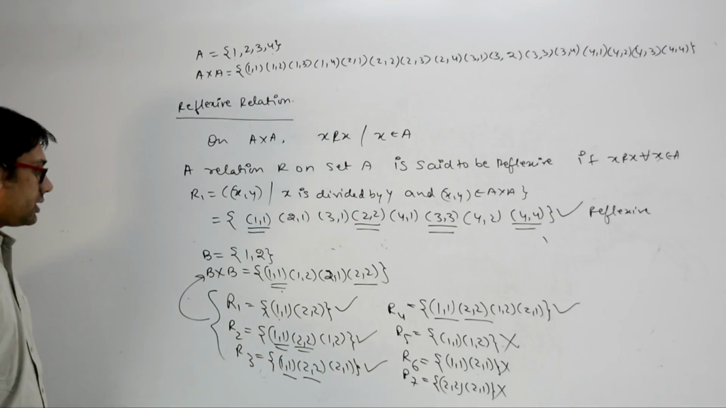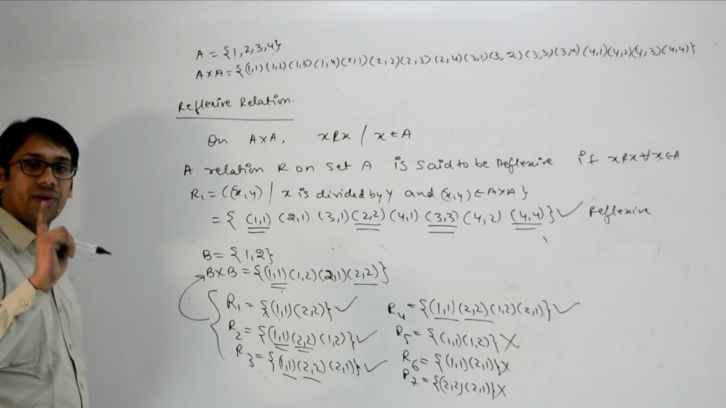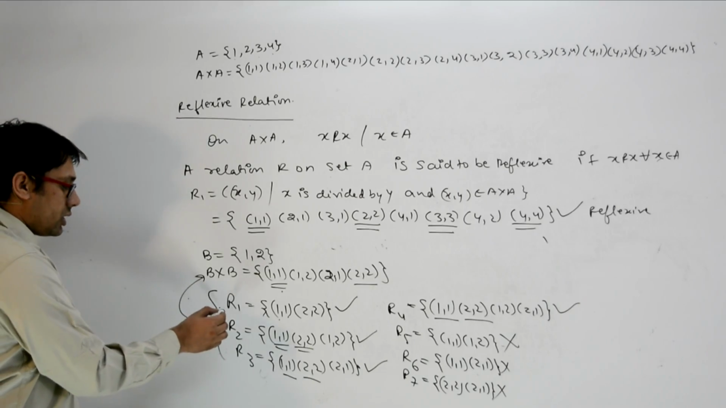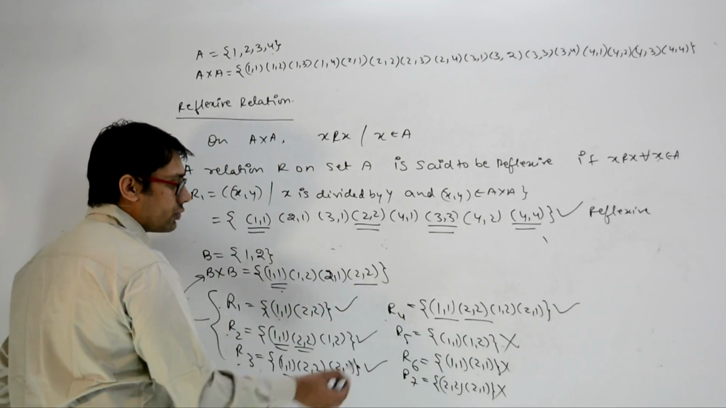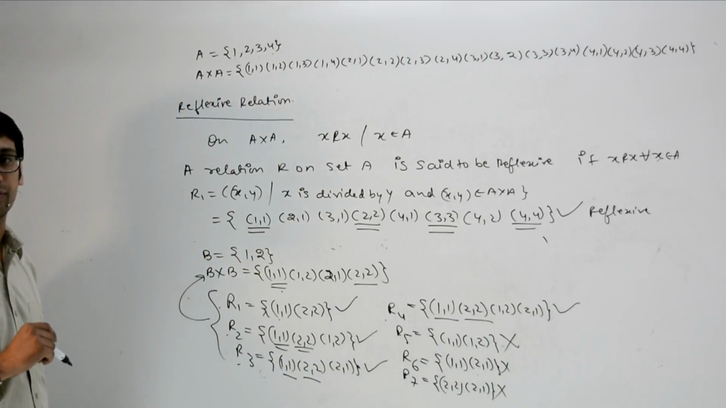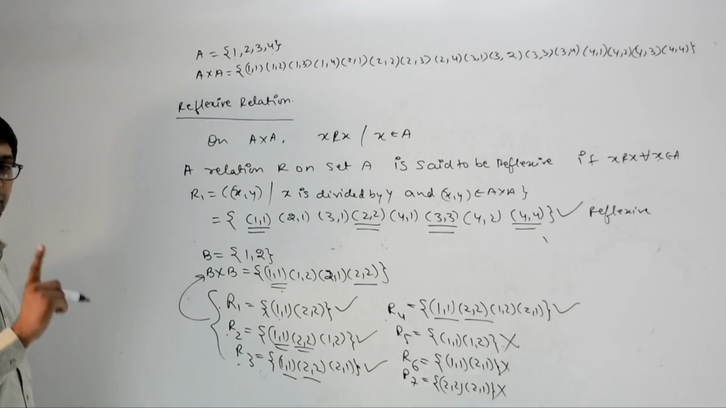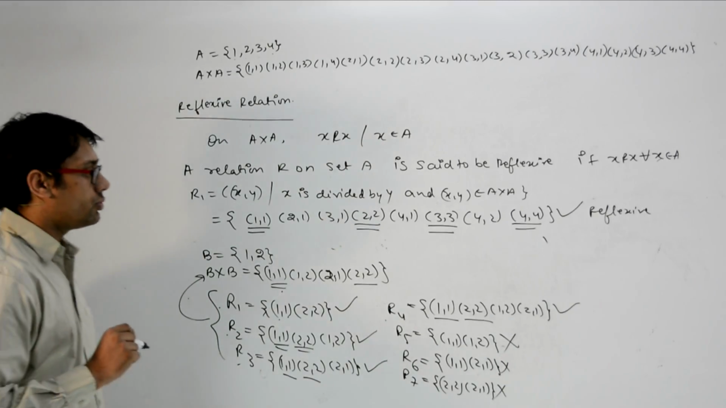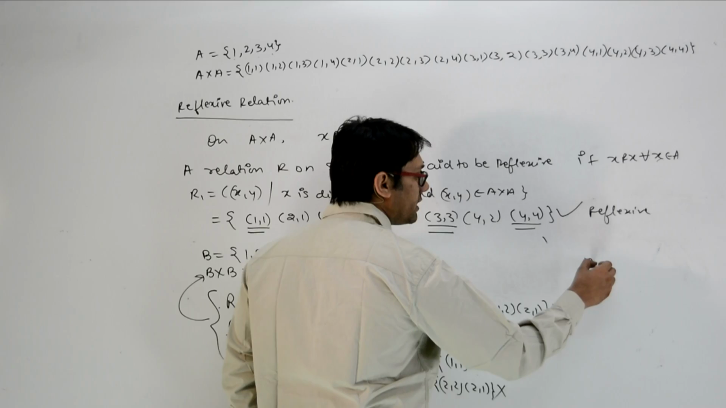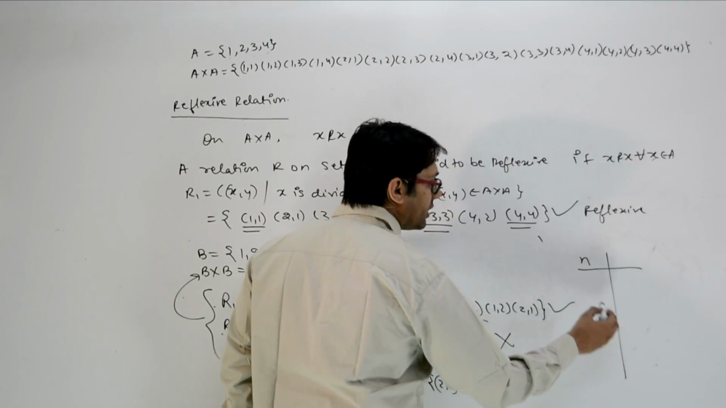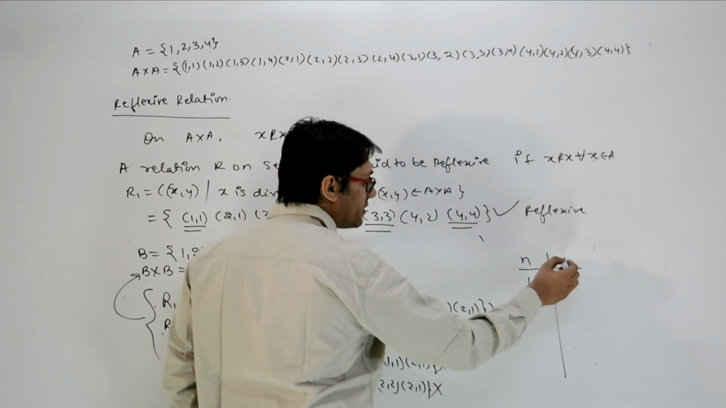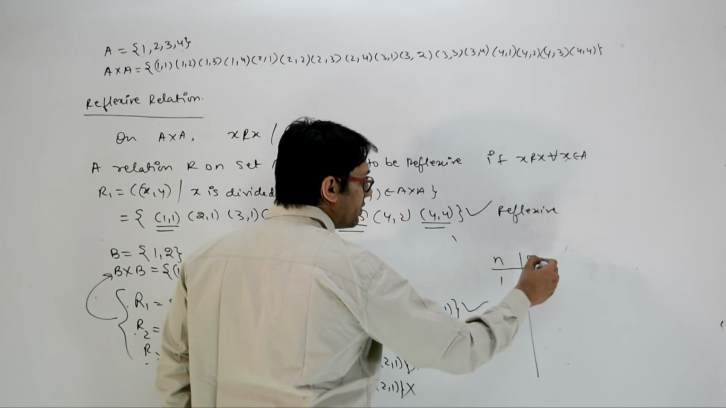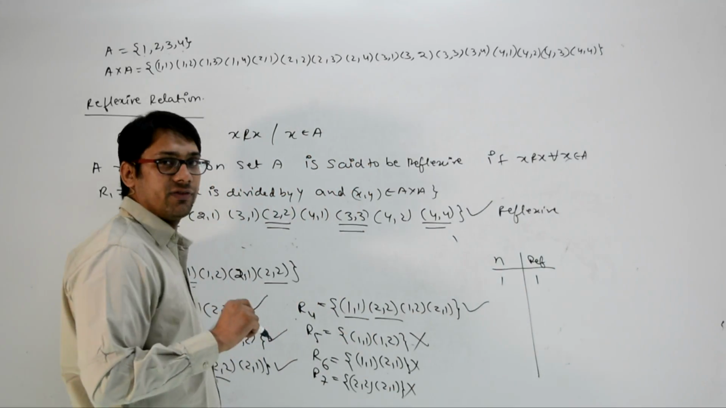Okay. Now in the case of B, how many reflexive relations are there? There are 1, 2, 3 and 4. There are 4 relations which are reflexive, and B is containing only 2 elements. Now assume this: if any set is containing 1 element, then how many reflexive relations are there? Only 1 reflexive relation is there.